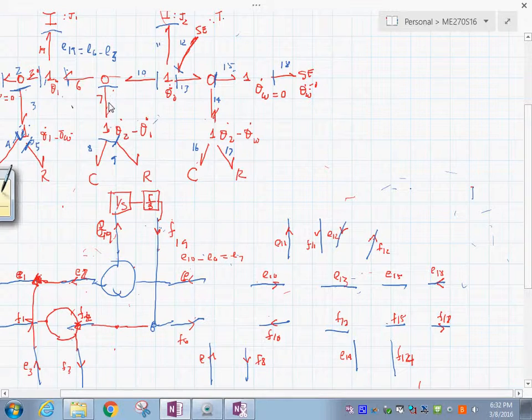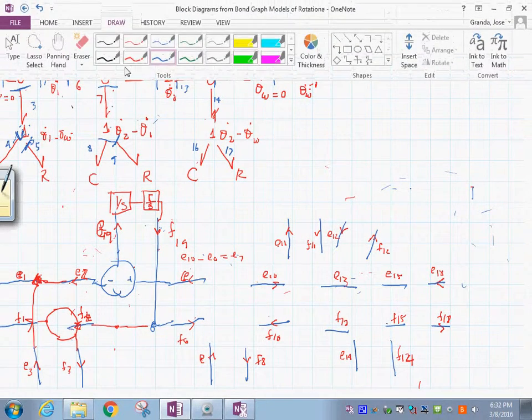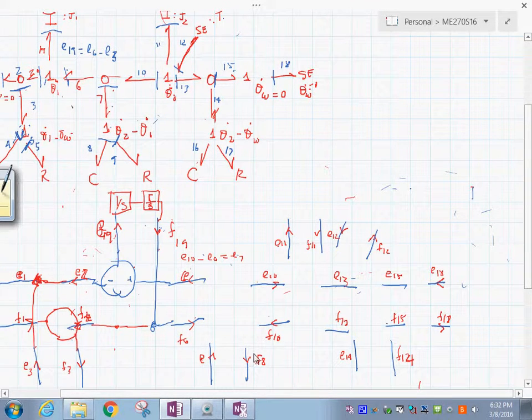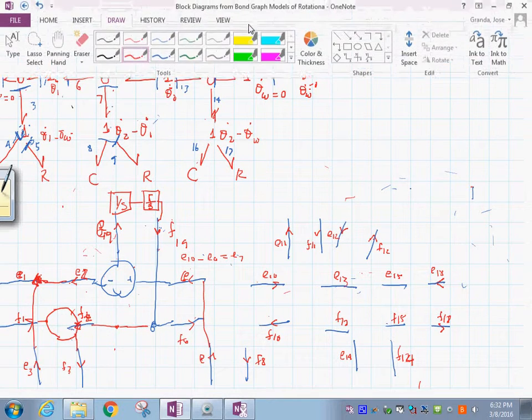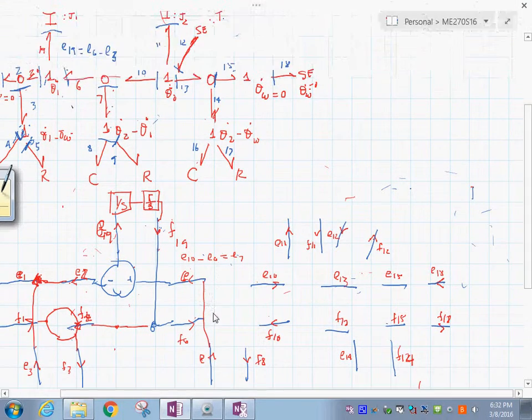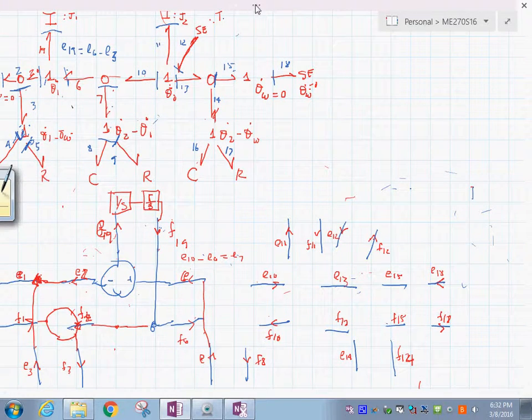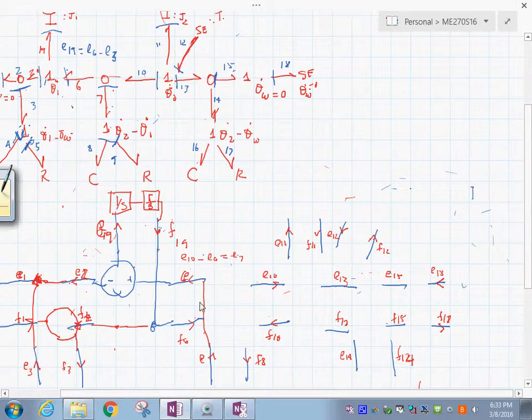Where do I have this in terms of E7? So all in terms of F7 is F10 minus F sub 6. F10 minus F sub 6. Yeah, there we go.